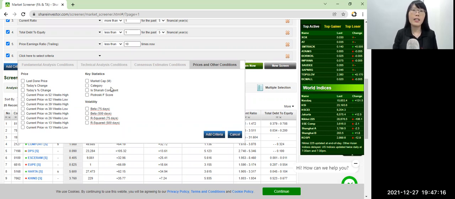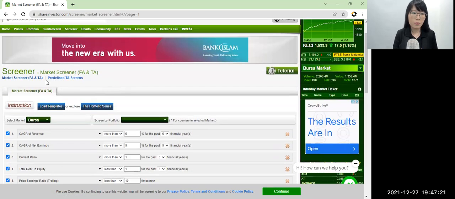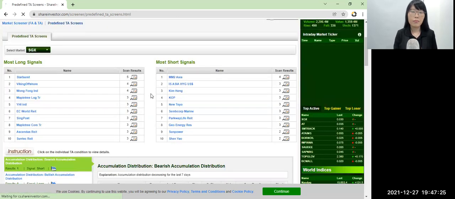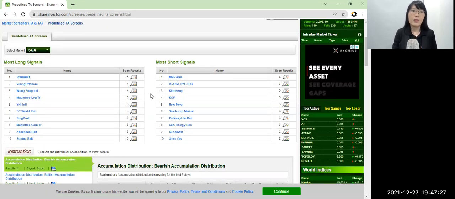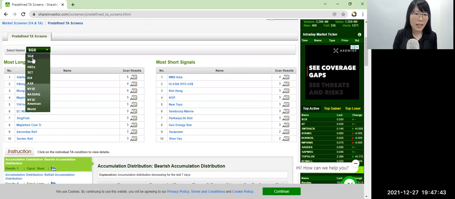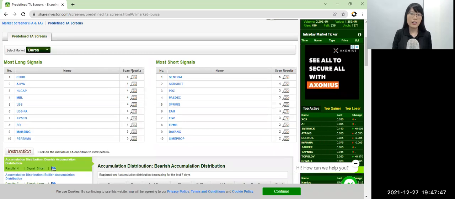Now the next one, we can go to the predefined TS screener. Okay, so if you are lazy to do the setting, you can click on the predefined TS screener, so you can find which company fulfills the long signal and also the short signal. You can choose the market, for example, Bursa market.